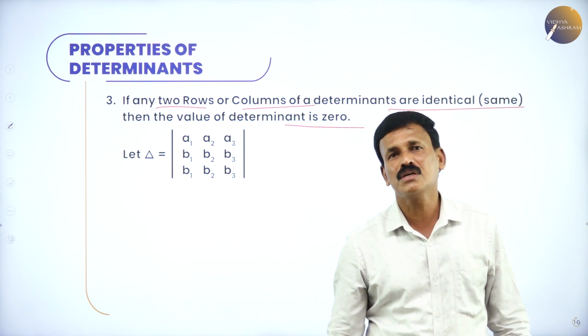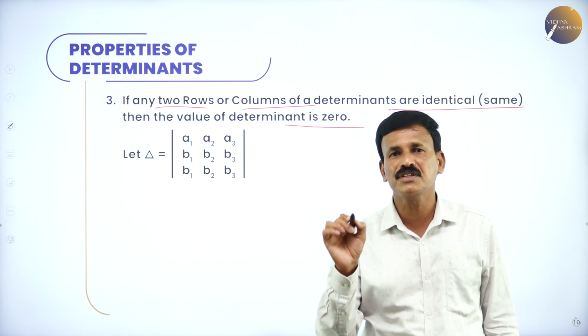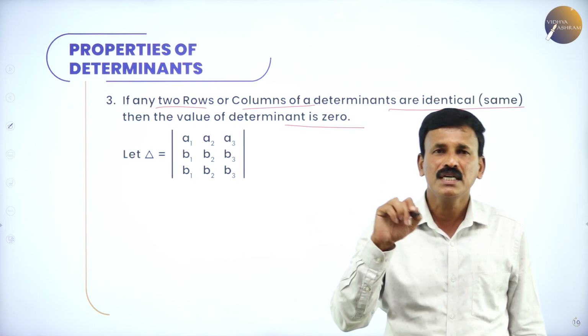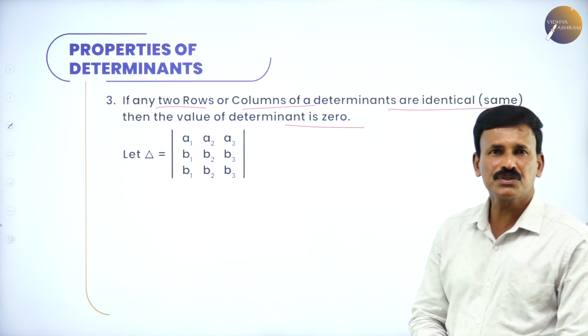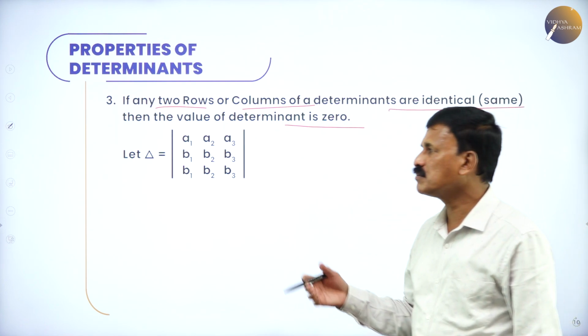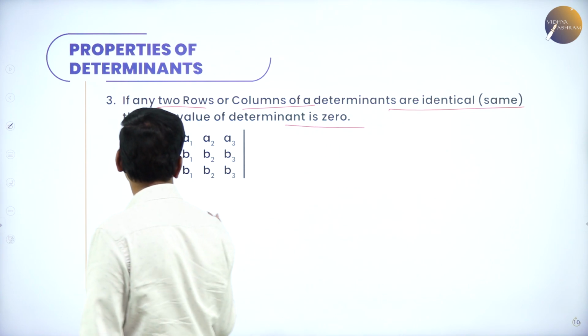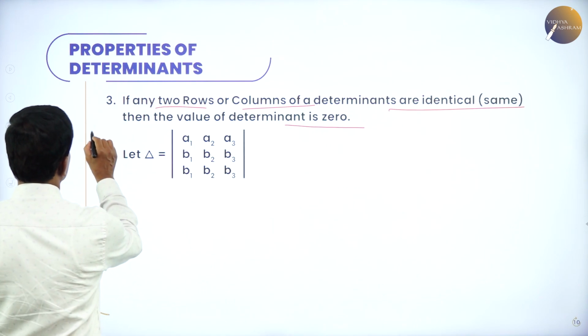If two rows or two columns are the same, straight away you can put the value of the determinant equal to 0. No need of expansion. According to the property, if two rows or two columns are the same, the value of a determinant is 0. You can straight away write. See here, what is given? Let us take the proof.